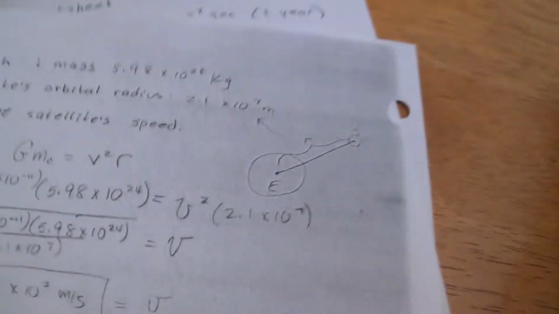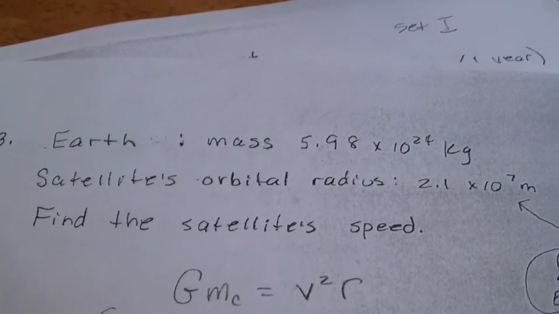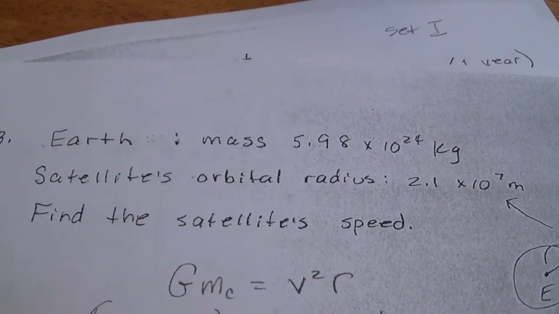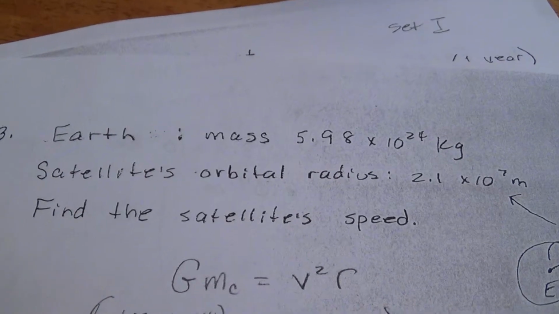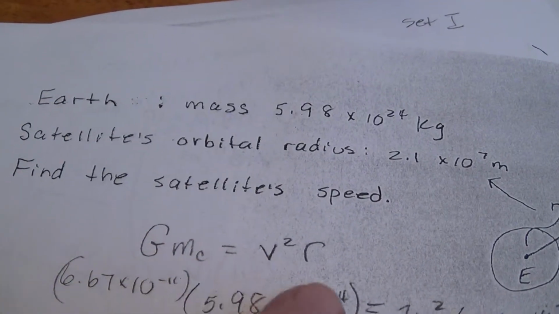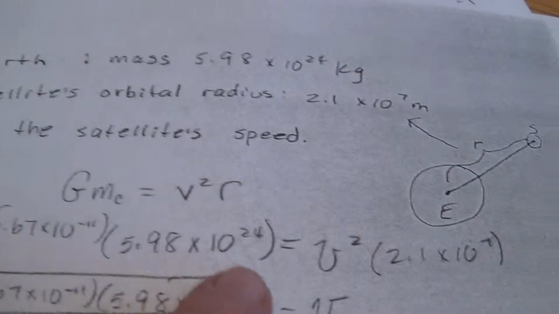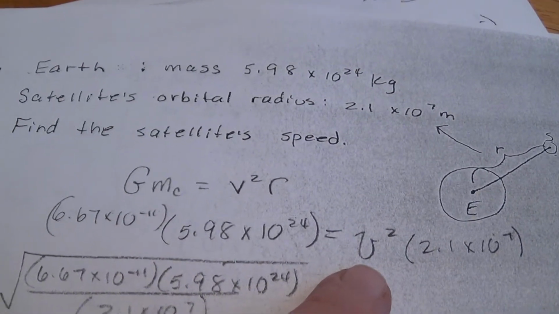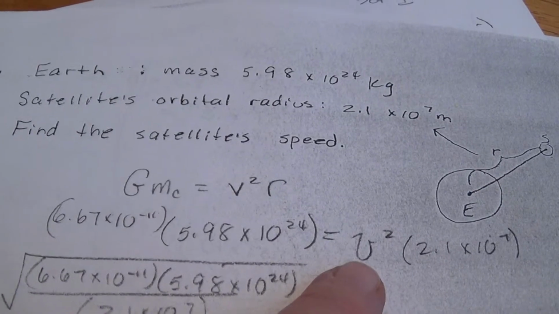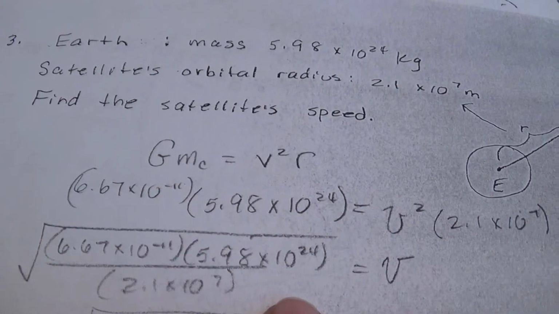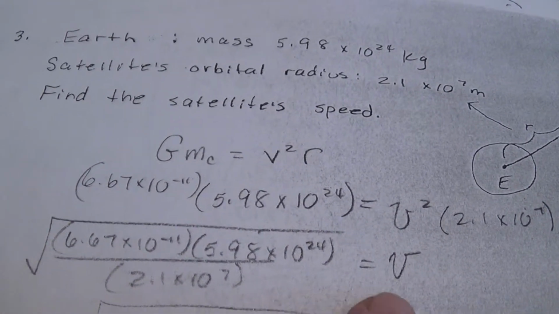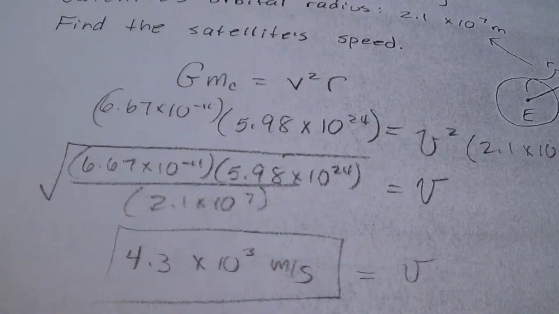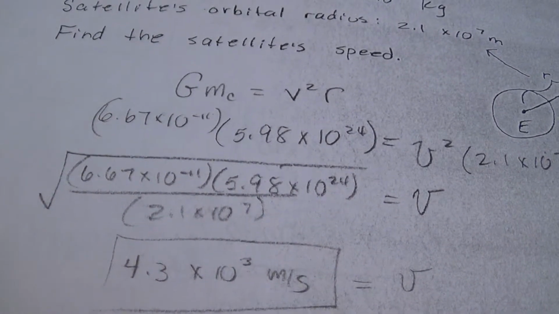Number 3, we were given this information and asked for the satellite speed. So we start with this, and we knew everything but velocity. So we didn't have to go anywhere else. And we just solved this equation for v. When we put everything on one side, take the square root, we will have v. And that answer is there.